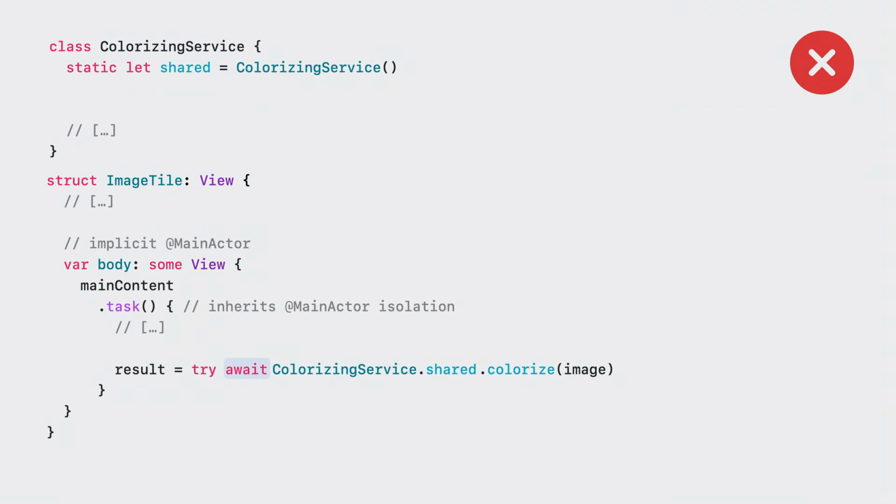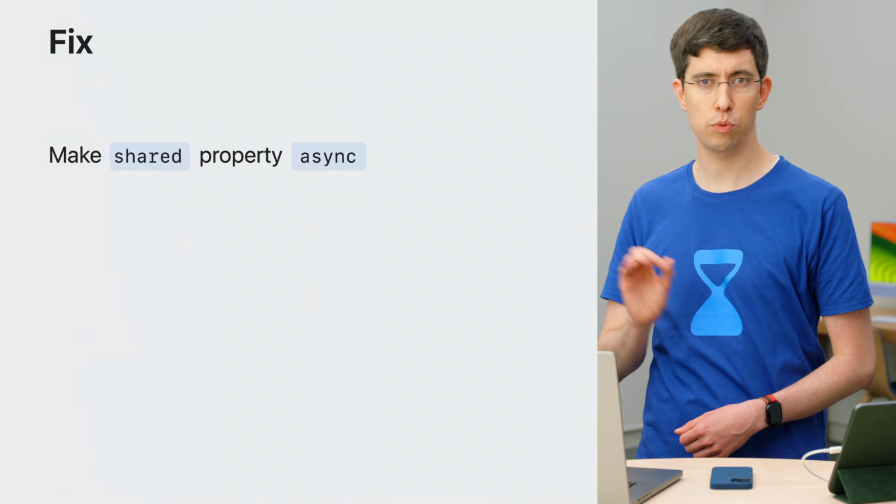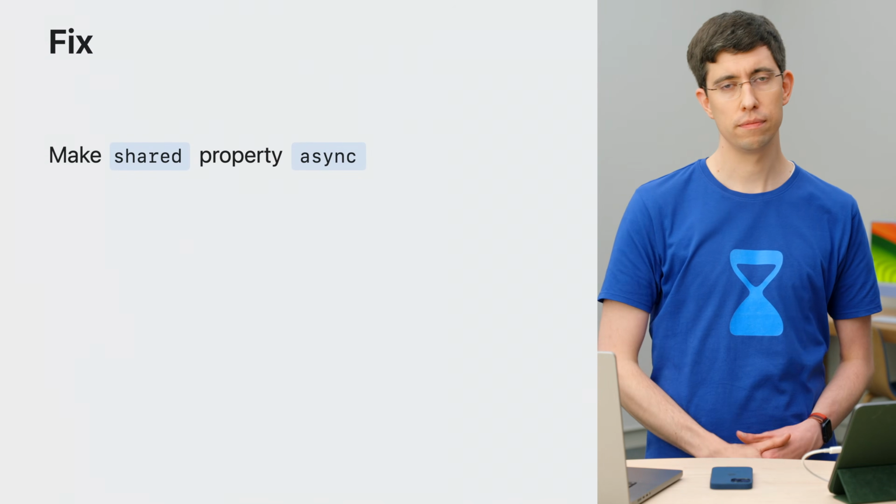The await keyword only applies to asynchronous function calls in the subsequent code. In our example, the colorize function is async. But the shared property is not. Because it's a static let property, it will be initialized lazily the first time it is accessed, and that happens synchronously. The await keyword doesn't change that, so the synchronous call would still happen on the main thread. We can just fix this the same way as we did in our previous example by making the shared property async as well to get off of the main actor.